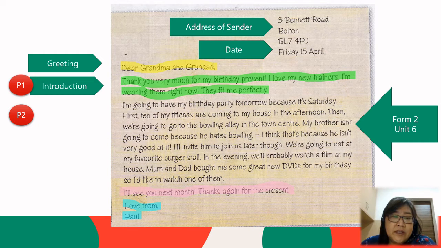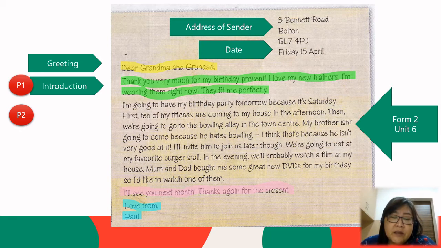Next, we have the content, where you have paragraph 2 and paragraph 3. I'm going to have my birthday party tomorrow because it's Saturday. First, 10 of my friends are coming to my house in the afternoon. Then, we are going to go to the bowling alley in the town center. My brother isn't going to come because he hates bowling. I think that's because he isn't very good at it. I'll invite him to join us later though.